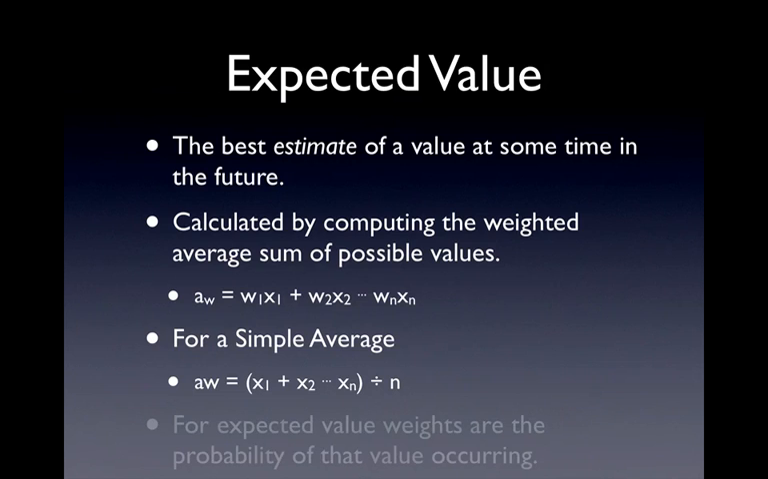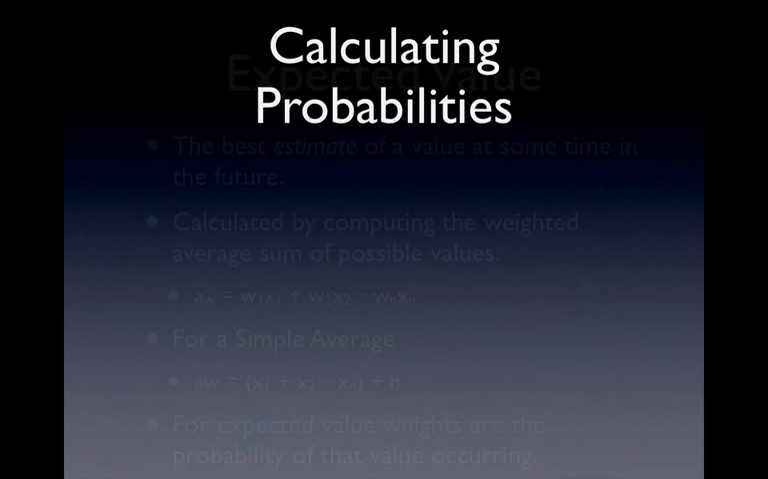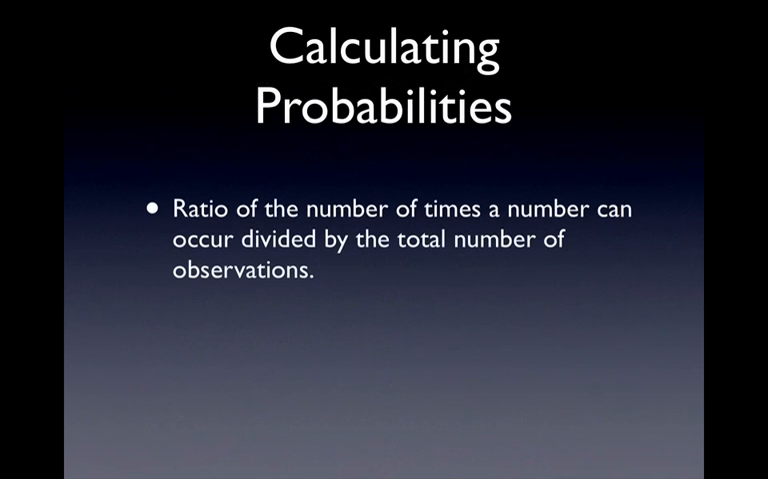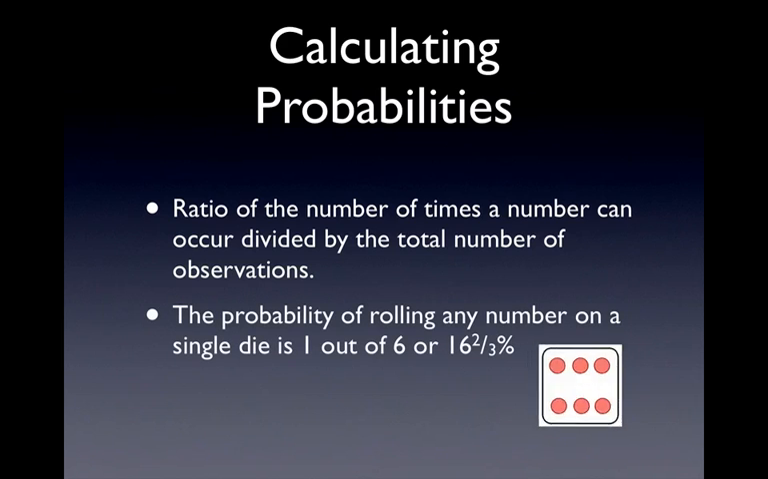For the expected value calculation, the weight for each value is the probability of that value occurring. The probability associated with a particular value is found by taking the ratio of the number of times a number can occur divided by the total number of observations. A simple example of this type of calculation is the roll of a single die. The probability of rolling any of the numbers on the die is 1 out of 6, or 16 2/3%.